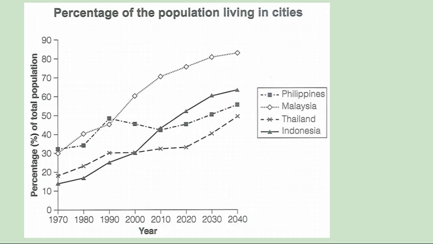And then here in the key we have Philippines, Malaysia, Thailand, Indonesia. At this point I would say some of these country names might be a bit difficult to spell, but they are spelled in the question. So you should not make any spelling mistakes when writing these country names because it tells you here.